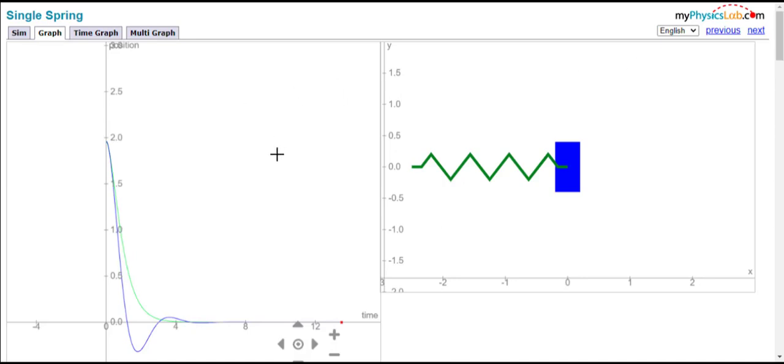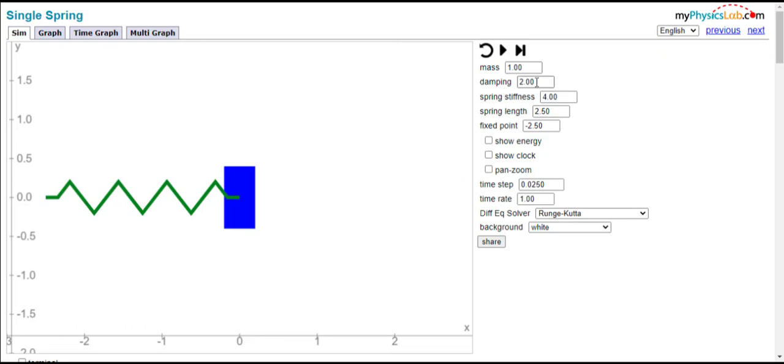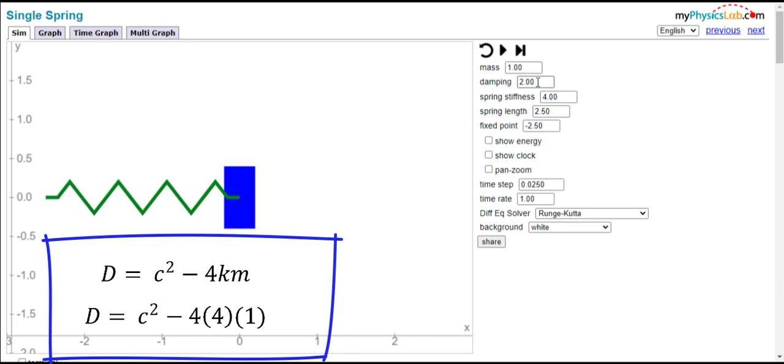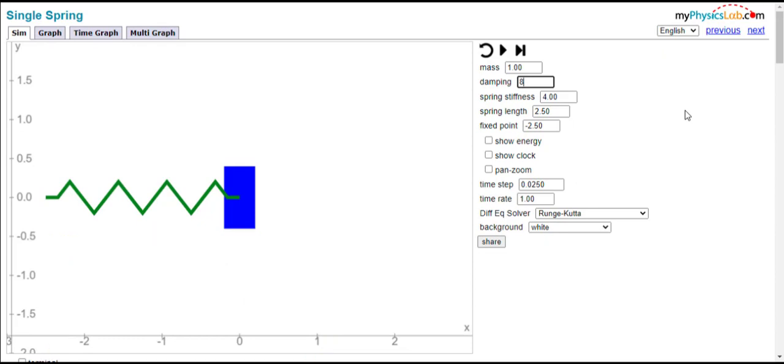And now let us see what overdamped looks like. To have overdamping, we need to make the discriminant greater than 0, which means the value of c, or damping here, we have to make greater than 4. So I am making it 8 here. I am doubling the value we have taken in the critically damped case.